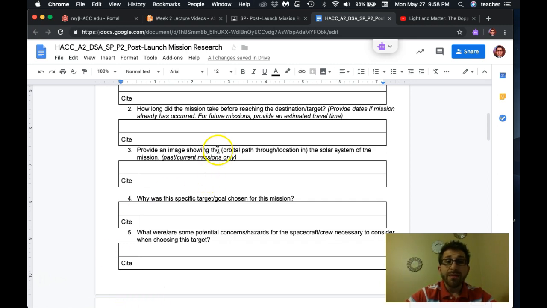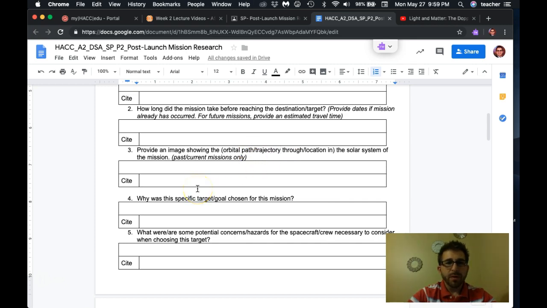Provide an image showing the orbital path. This is kind of like a map, a down-looking view of the solar system. If this is something you can find, it would be a really helpful thing for your audience later on to show the orbital path or the trajectory. They might use the word trajectory of your mission. So I'm in fact going to add that in here right now.